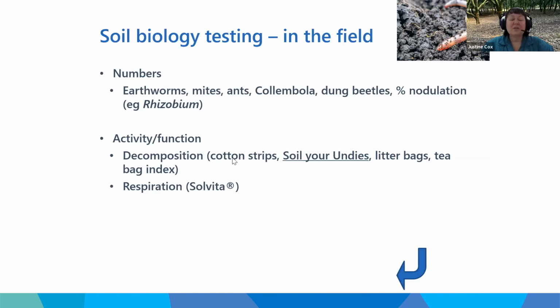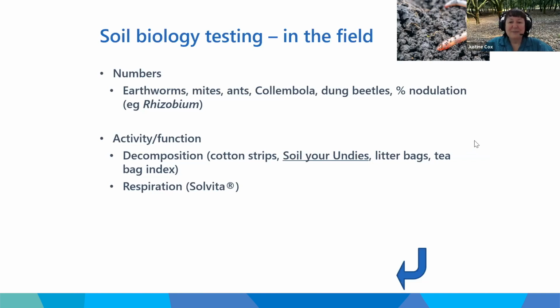One is using cotton strips, which is just unbleached calico placed in the soil. I'll show you a bit more. Then the organisms decompose that, and you can take that out after some time and have a look. Which is similar to the Soil Your Undies program, which is getting cotton men's underwear and digging that into the soil, and digging that out and taking a picture.